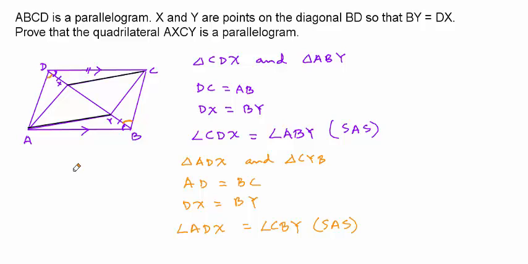and therefore AX has to be the same length as CY. So here we have the opposite sides of a quadrilateral equal in length, and that has to be a parallelogram.